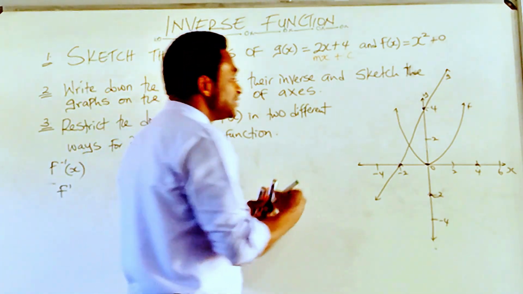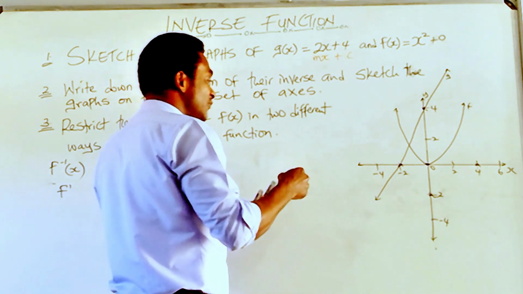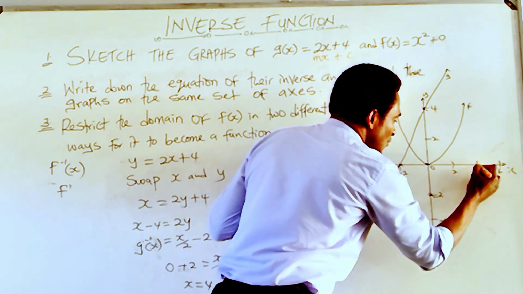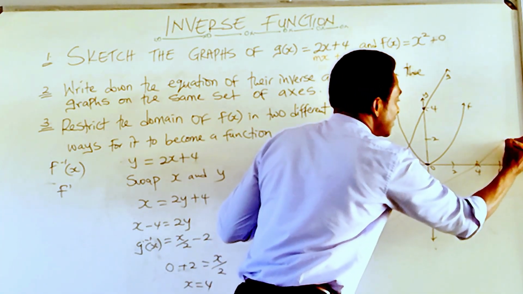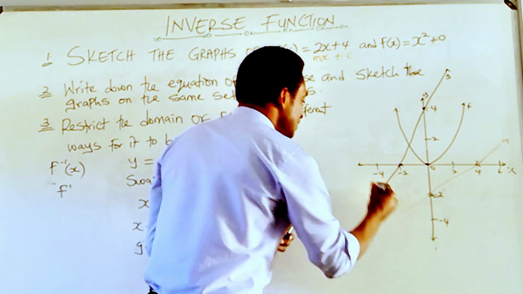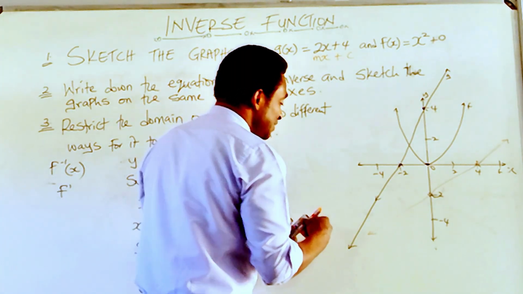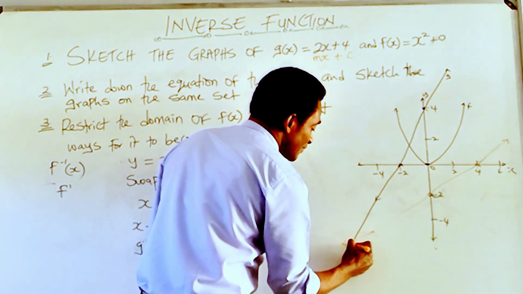So if we sketch this graph in a different color, we'll have this linear graph, which if we extend, then we'll have a line of symmetry in between them.